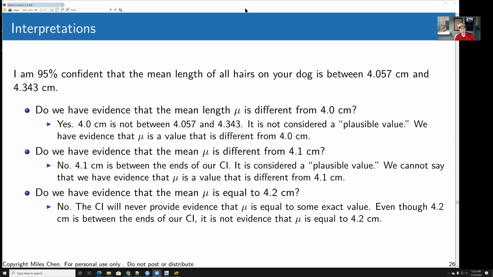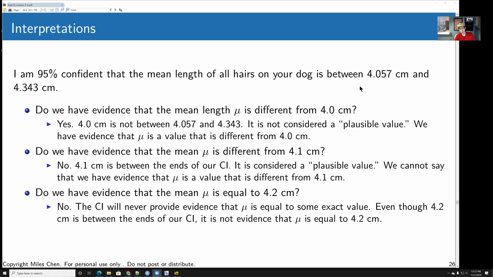Anyway, these are all the same conclusions and questions that we asked when we were dealing with a confidence interval for proportions. So we say something, do we have evidence that the mean length is different from 4? And we go, oh, 4 is not between the ends of my interval, so it's not a plausible value. We have evidence that mu is different from 4.0, okay? Do we have evidence that mu is different from 4.1? And we go, oh, 4.1 is inside the interval. It is a plausible value. We do not have evidence, or we cannot say that mu is a value different from 4.1.